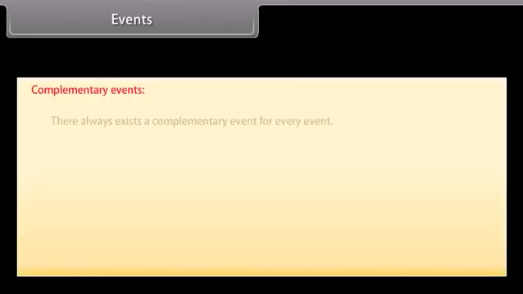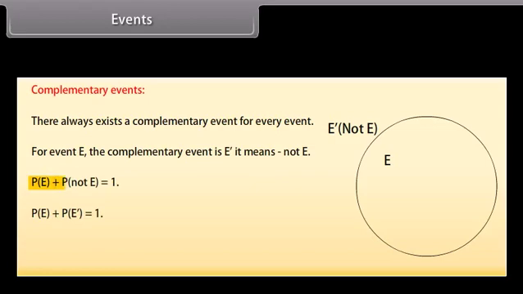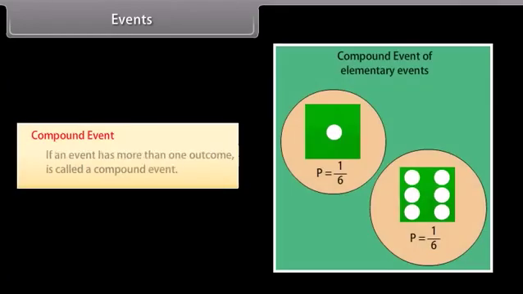Complementary events. There always exists a complementary event for every event. For event E, the complementary event is E dash, it means not E. P(E) plus P(not E) equals 1. P(not E) is equal to 1 minus P(E). Compound event. An event that has more than one outcome is called a compound event.